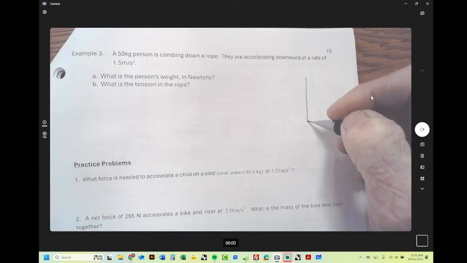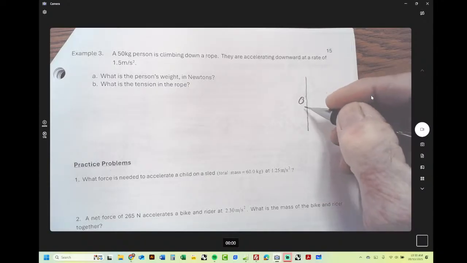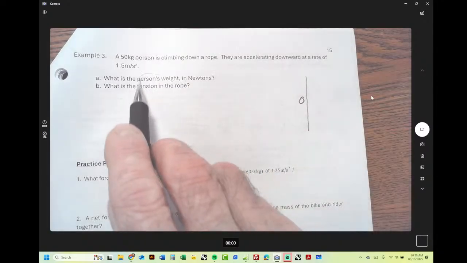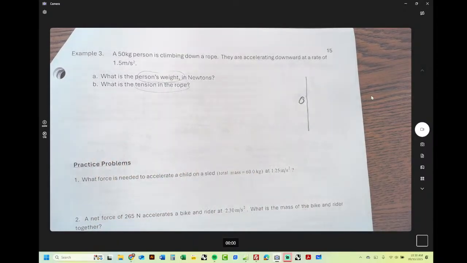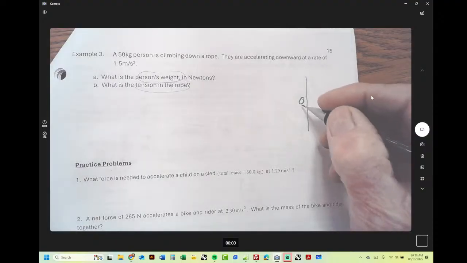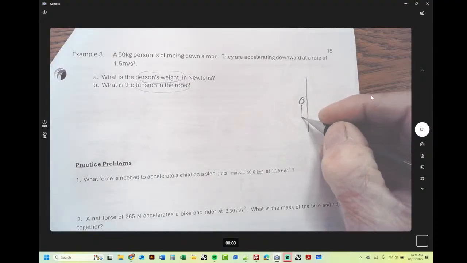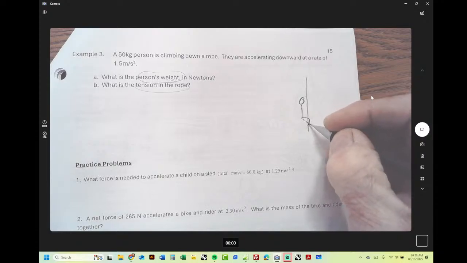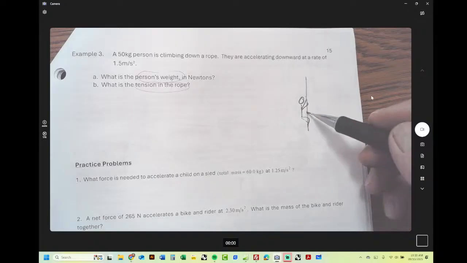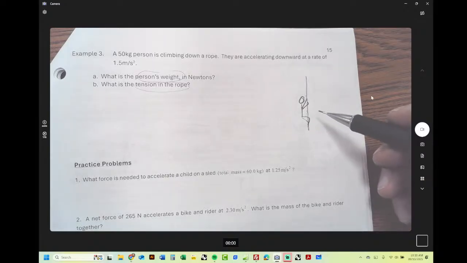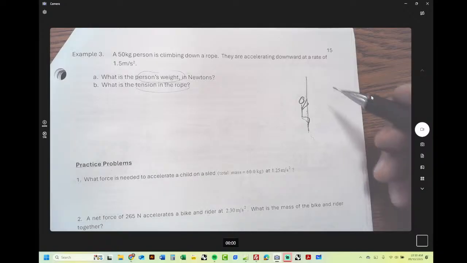It's the person. I don't know how you figure out what the thing is, except you're being asked about the person's weight, and the tension in the rope. So it's the person. If you need to ask me what the thing in this problem is, at least in the beginning of the year, I'll tell you. So the thing is the person. I want to show all the forces acting on the person in my diagram.